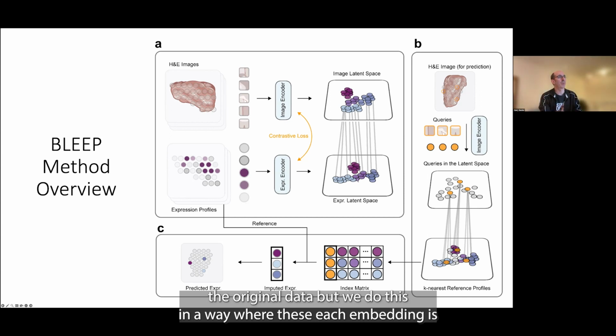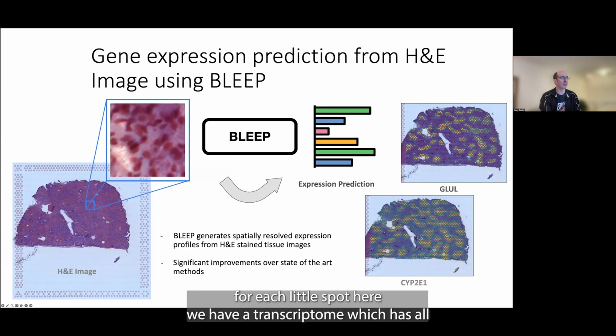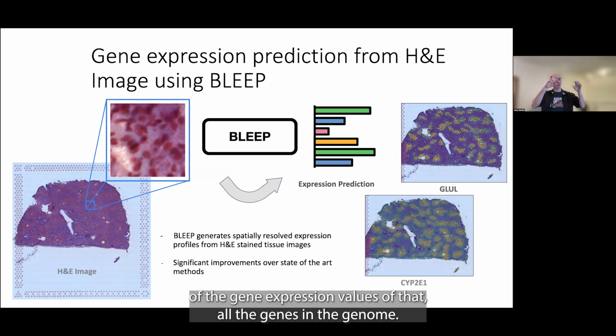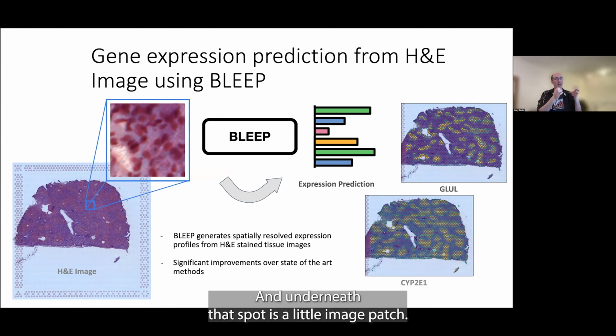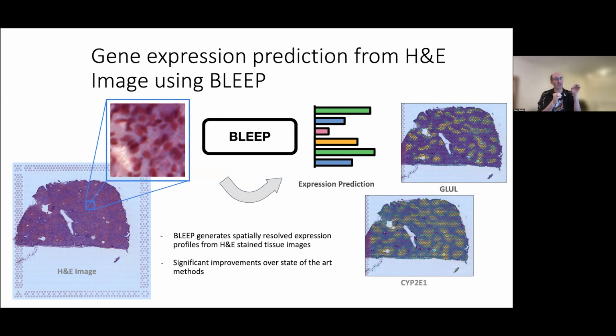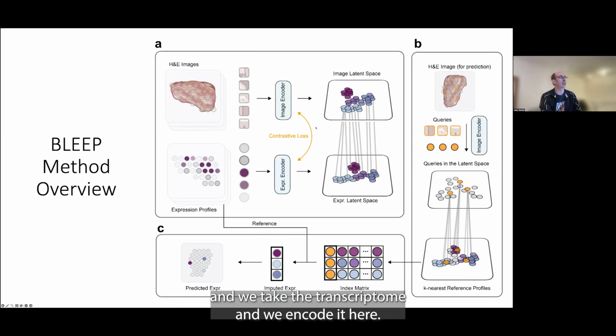But we do this in a way where each embedding is aligned using something called a contrastive loss. So for each little spot here, we have a transcriptome, which is all of the gene expression values of all the genes in the genome. So it's one long vector of genes and values of whether they're up or down. And underneath that spot is a little image patch. And so we take that image patch and we encode it here, and we take the transcriptome and we encode it here.